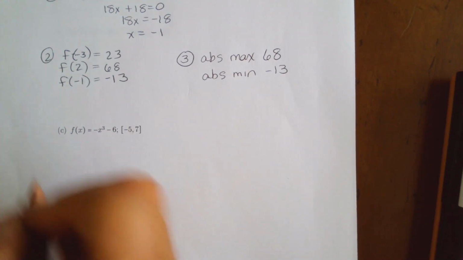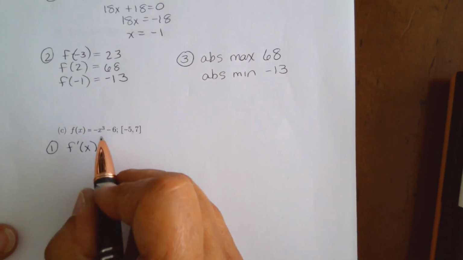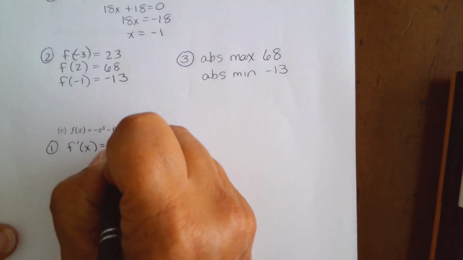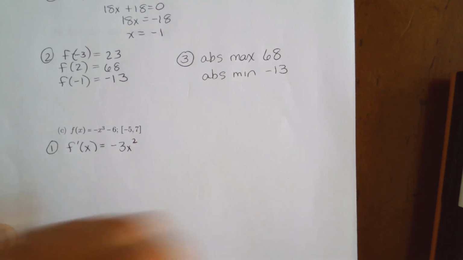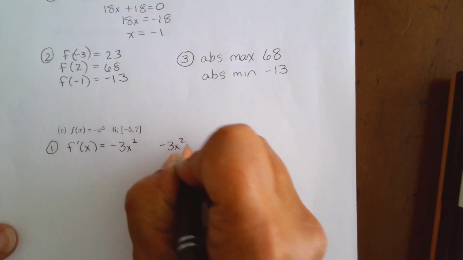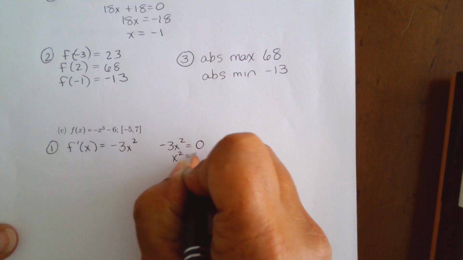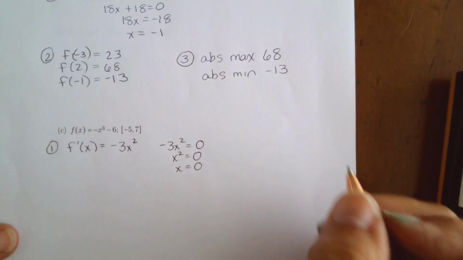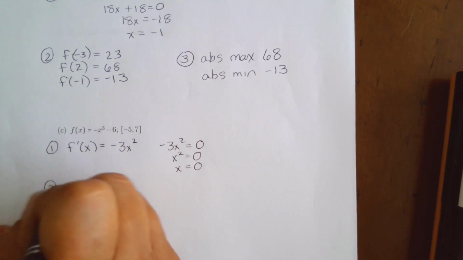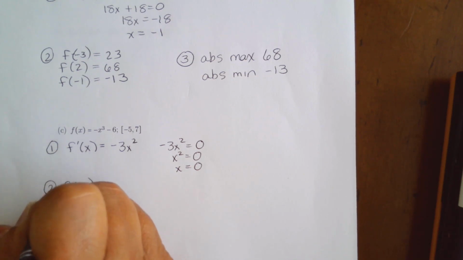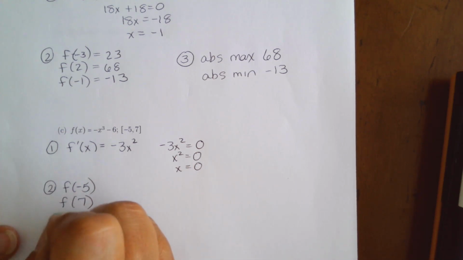Okay. All right, let's look at part C. So 3 parts. We're going to find the derivative, set it equal to 0, see if there's any critical numbers. So the derivative of this will be negative 3x squared, and then that's 0. So there's your derivative. So we're going to set negative 3x squared equal to 0 and solve that. Well, that's pretty easy. We're going to divide by negative 3, we get 0. Take the square root of 0, we get 0. Is 0 within this interval? Yes, it is. So step 2 then will be to find f of negative 5, f of 7, the two endpoint y values, and f of 0. It's our critical number.